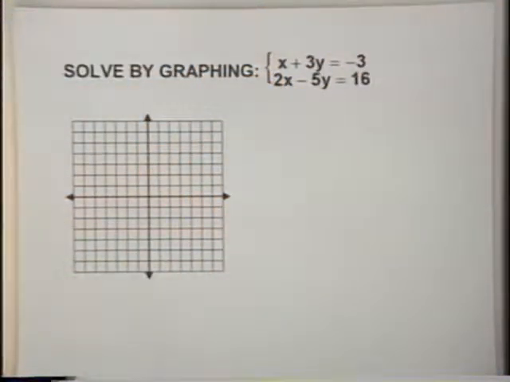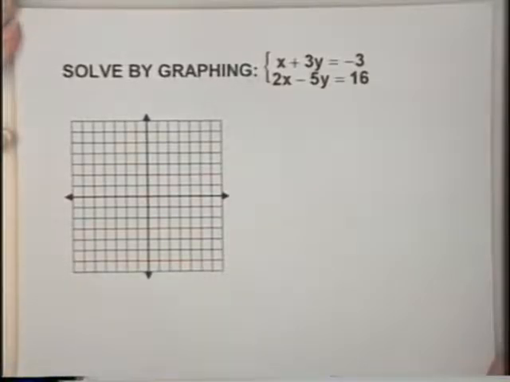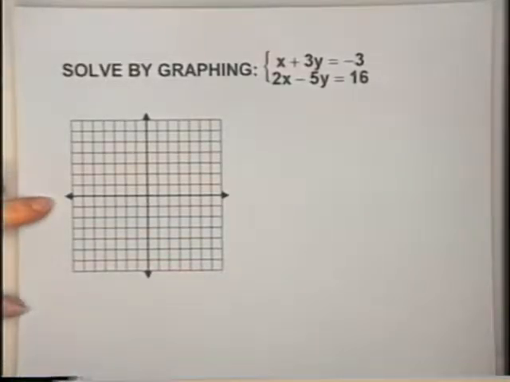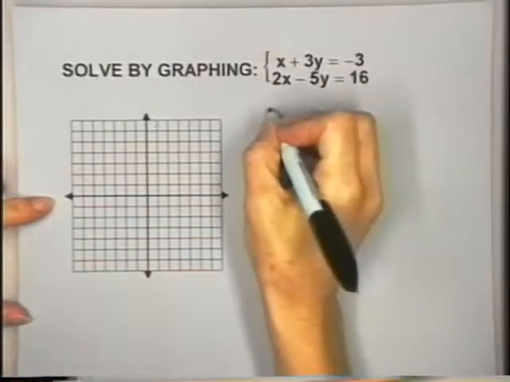Solve by graphing. Our first equation is x plus 3y is equal to negative 3. And our second equation is 2x minus 5y is equal to 16. So the first order of business here is to graph these two equations on this same coordinate axis that I have over here. Let's take this first equation.